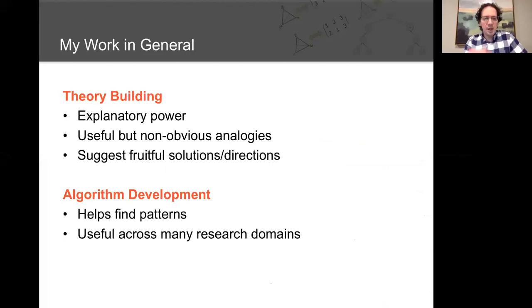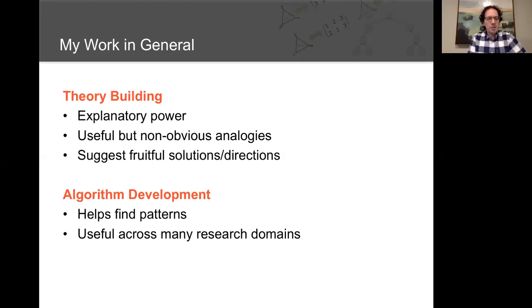So my work in general has sort of two aspects to it. One is about building theories, and the other is about developing algorithms. And when it comes to theory building, I like to think, what's the purpose here? The purpose is to provide some explanatory power, not just observe things in the world and take advantage of those correlations that we observe, but really understand what's happening and why.